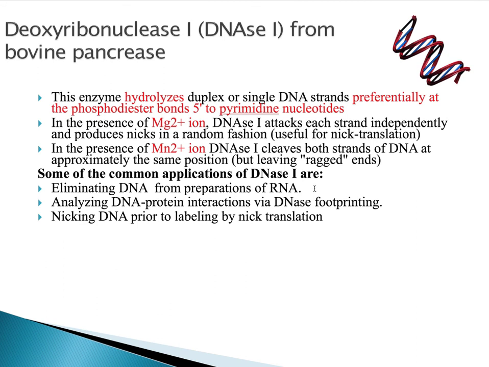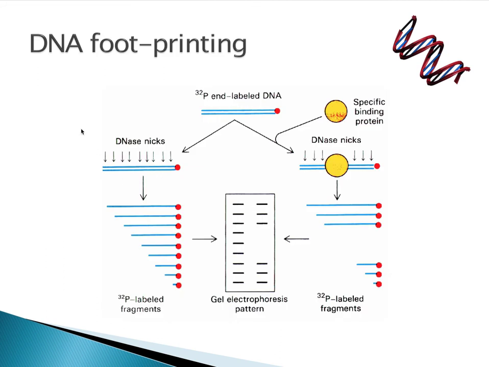Okay, so what do you use it for? Most of the time it's really just used to eliminate DNA from a preparation. For example, if you make RNA and you don't need your DNA template, you can use DNase 1. You can buy RNase-free DNase 1. Also footprinting, we discussed footprinting before. I'm going to go back for a second. The main enzyme is, as I mentioned before, it can nick the DNA prior to nick translation. So let's just go back to footprinting.